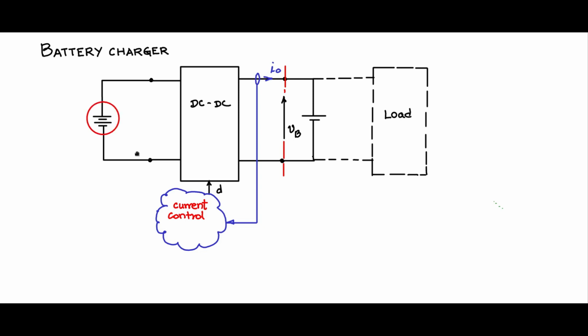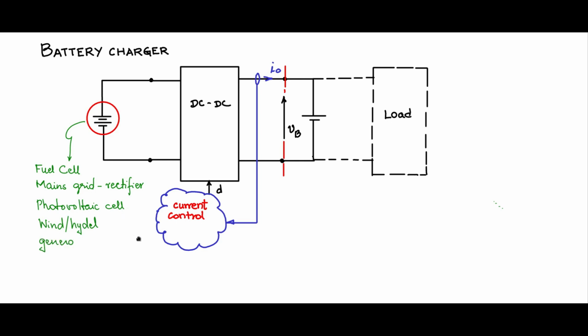Now that DC source could be a fuel cell, or it could be a mains grid followed by a rectifier, or it could be photovoltaic cells, very popular photovoltaic cells charging the battery, or a wind or hydro system connected to an alternator or a generator followed by a rectifier which is used for charging the battery.